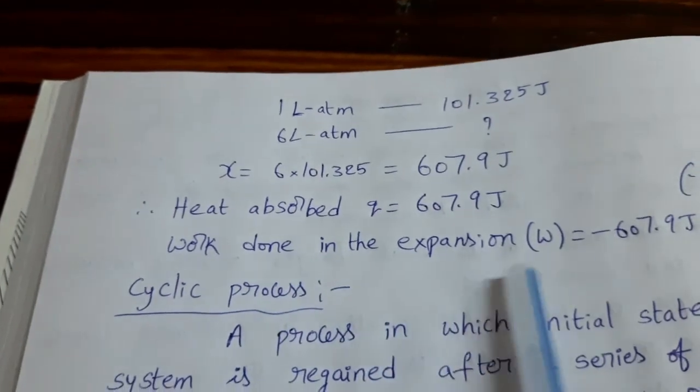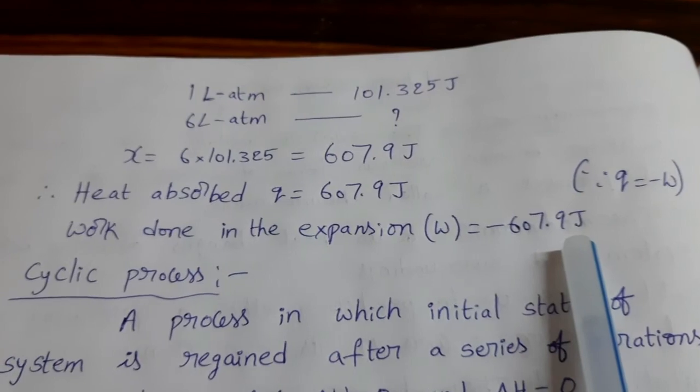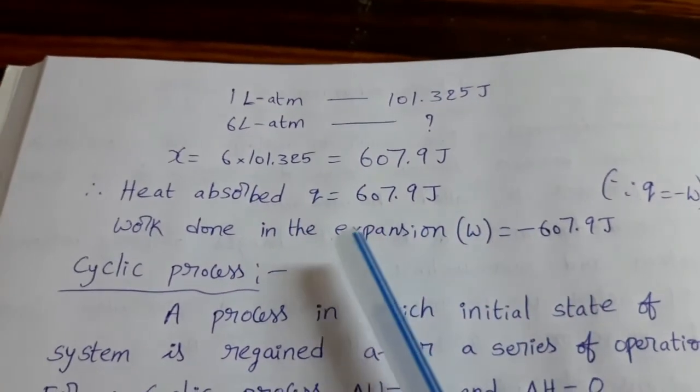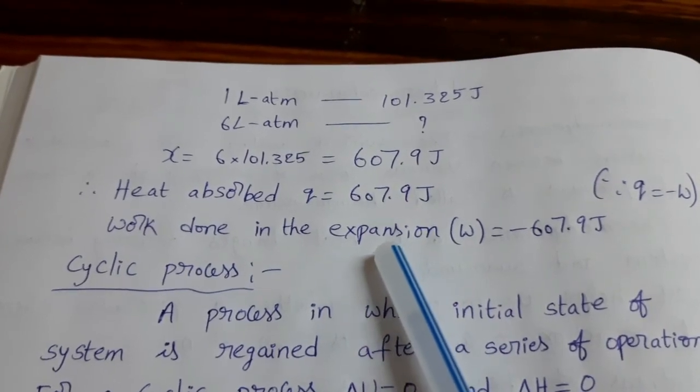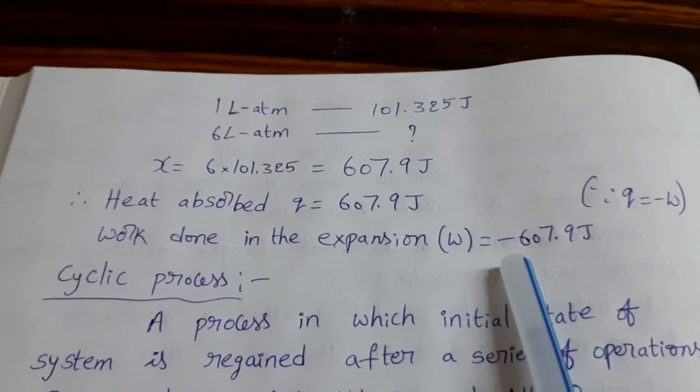Work done in the expansion W equals minus 607.9 joules. Already we learned in the previous topic: expansion of the gas means work done by the gas. So work is negative. That's why a negative sign is used here.